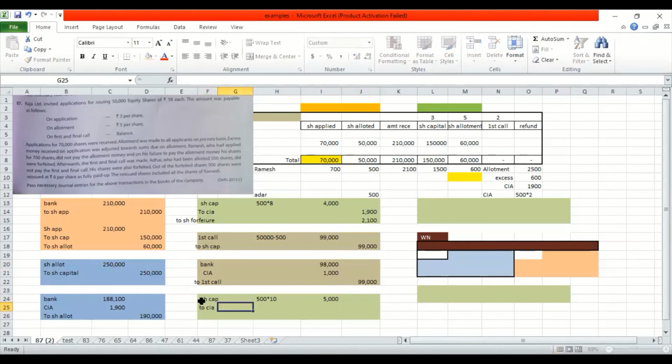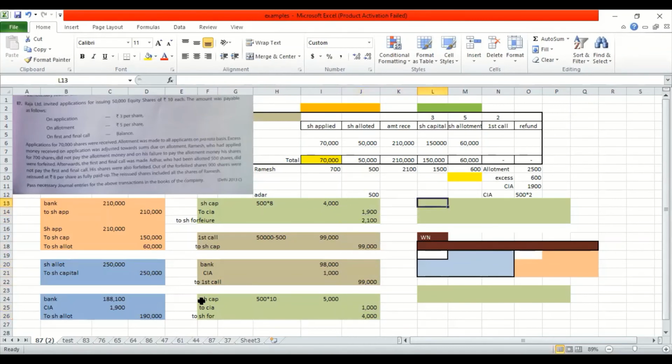To call in arrears, what is call in arrears we found out? 1,000. To share forfeiture amount, that is 4,000. Now I can get this 4,000 surely in a very simple way. He is having 500 shares, he did not pay 2 rupees. That indirectly tells you that he has paid 8 rupees. 500 into 8 is what? 4,000. So we are sure our answers are all going right.